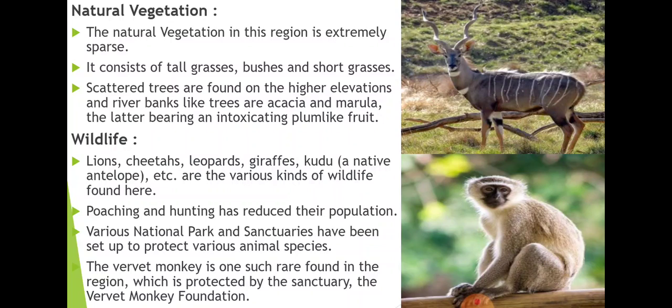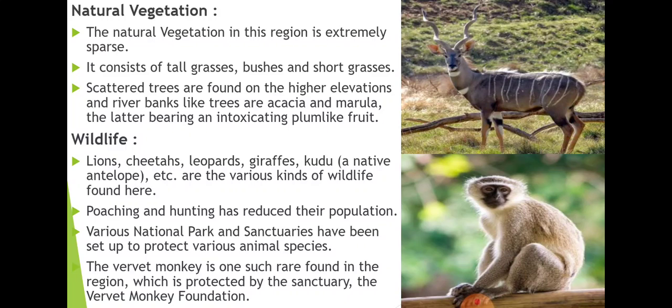Scattered trees, very few, are found near the river banks or at higher elevation, meaning higher altitude areas, like marula, acacia, and plum-like fruit. So fruit trees are also found. There is a very limited amount of natural vegetation because of the less rainfall. So as you can see, the climate is very different, and natural vegetation is accordingly that.